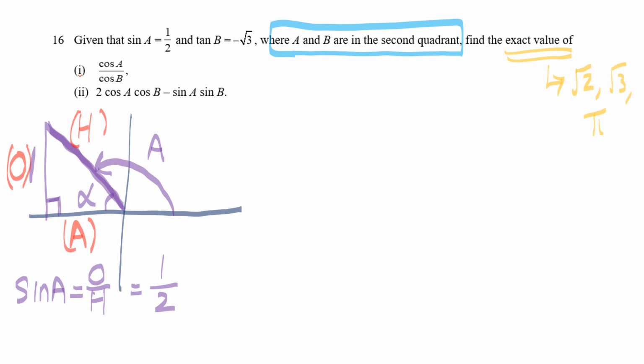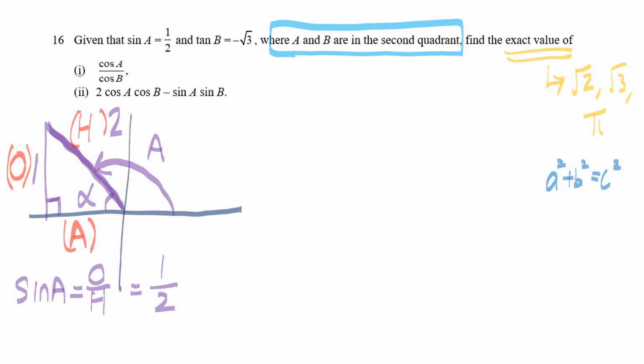And then let me write it properly. So that is 1. Then your hypo is 2. So that leaves us to find the length of the adjacent. And because it's a right angle triangle, we will use Pythagoras theorem. So if we were to recall, Pythagoras theorem is a squared plus b squared equals c squared.